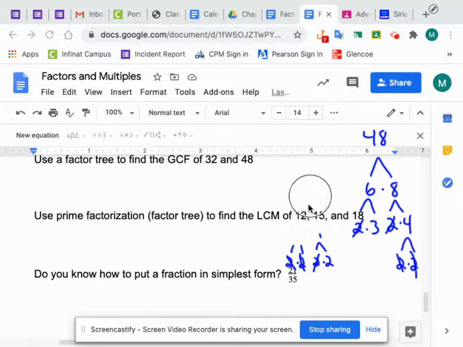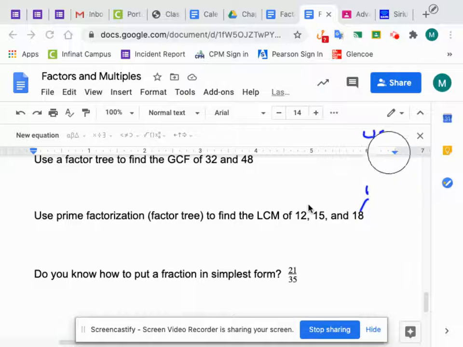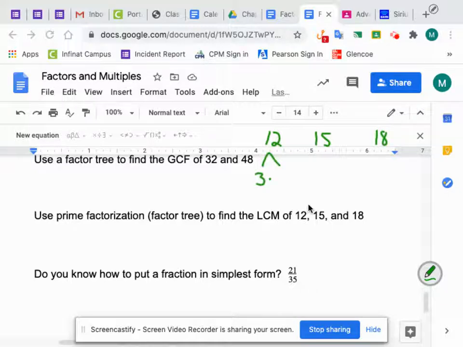And then going on to the LCM. So this time I actually give you 3 numbers. I give you 12, 15, and 18. So 3 times 4 and 2 times 2. 3 times 5. It's really nice when they're already both prime there. 2 times 9, and 3 times 3.